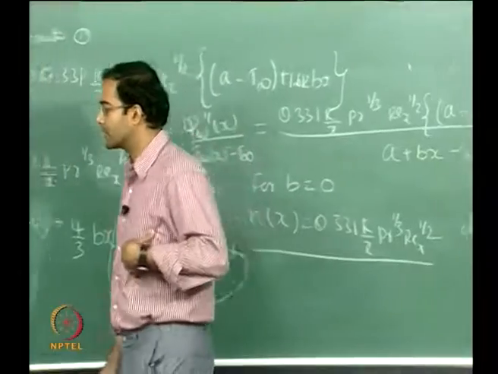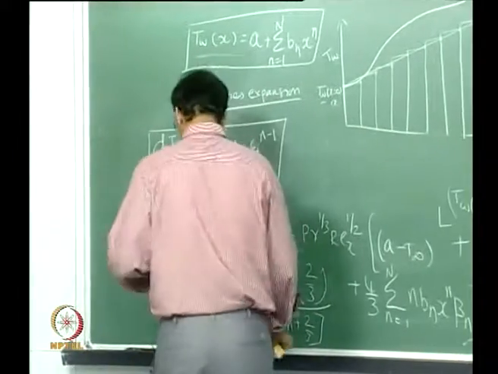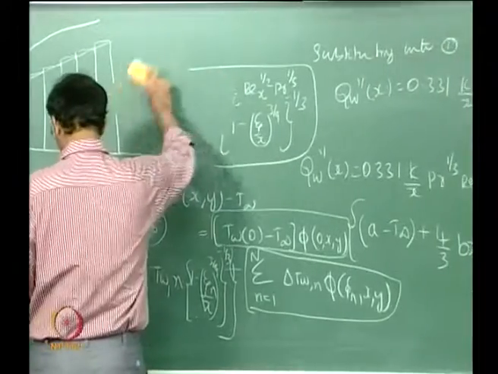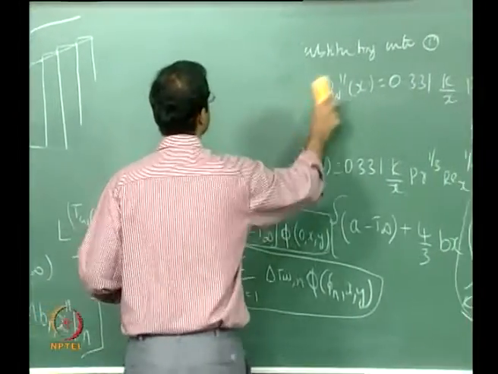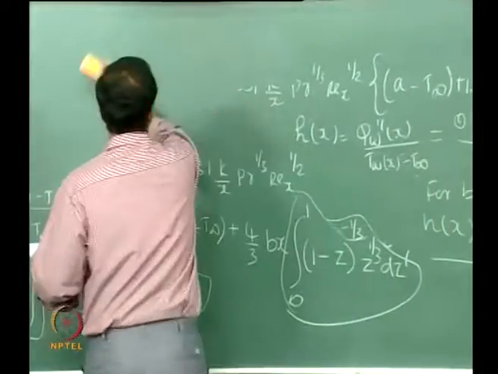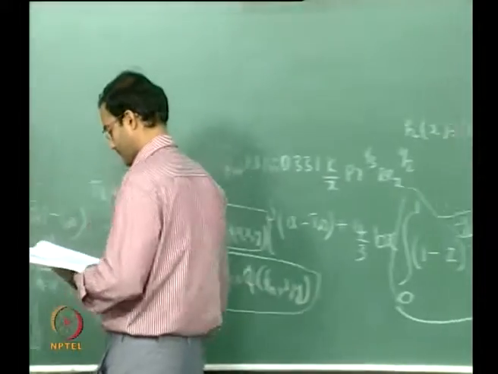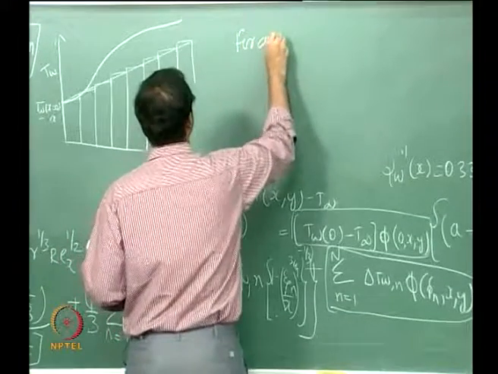Okay, so that is also a little bit more complicated derivation. I am not going to do that. I will just give you the final solution for the wall temperature variation for a non-uniform wall flux.